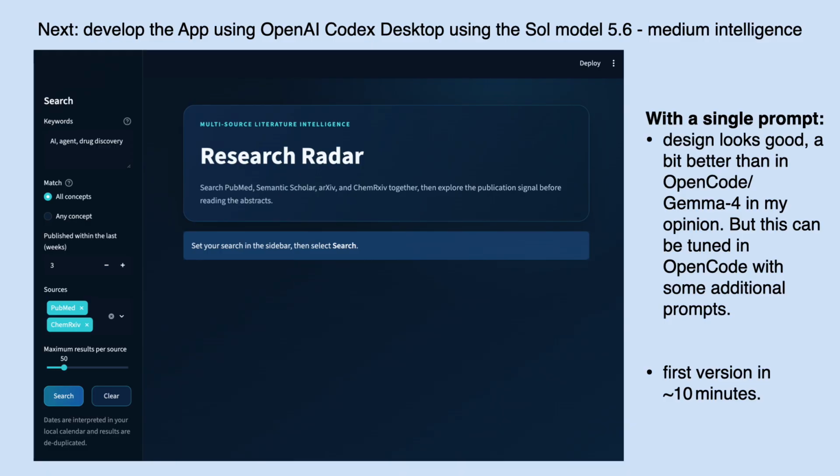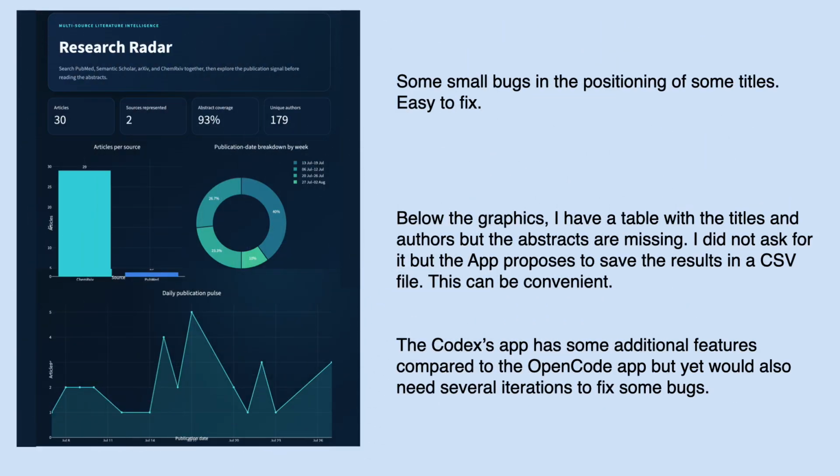Next, I rebuilt a literature retrieval app using the OpenAI Codex desktop tool with the Sol Model 5.6 tuned to medium intelligence. Here's the result, a screenshot of the Streamlit app. The design is eventually better, but remember, you can add many design instructions in OpenCode. It took about 10 minutes to generate the code. Here we see some additional diagrams. Below, though not shown here, is the table with article titles and authors, though the abstracts are missing. Like in the OpenCode case, several rounds of iteration would be needed to fully refine the app.